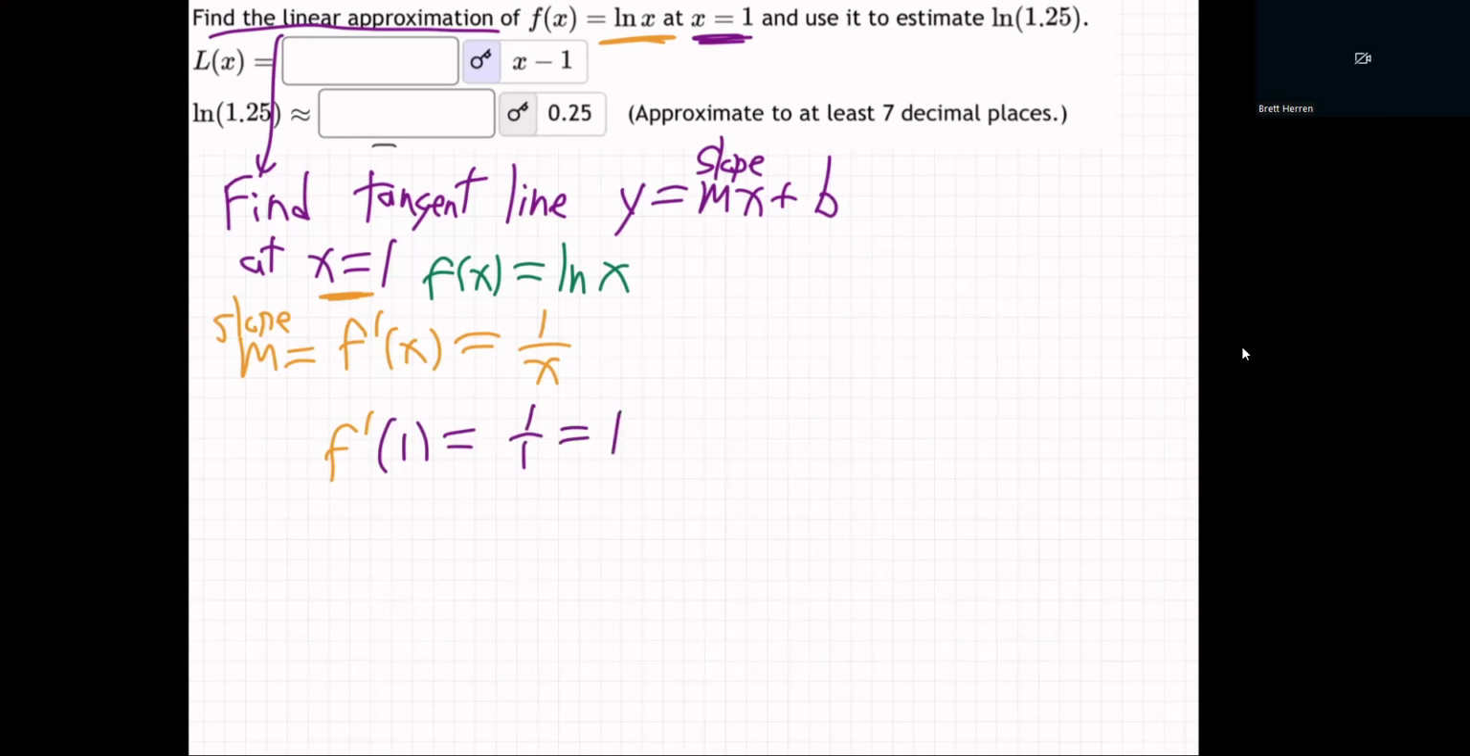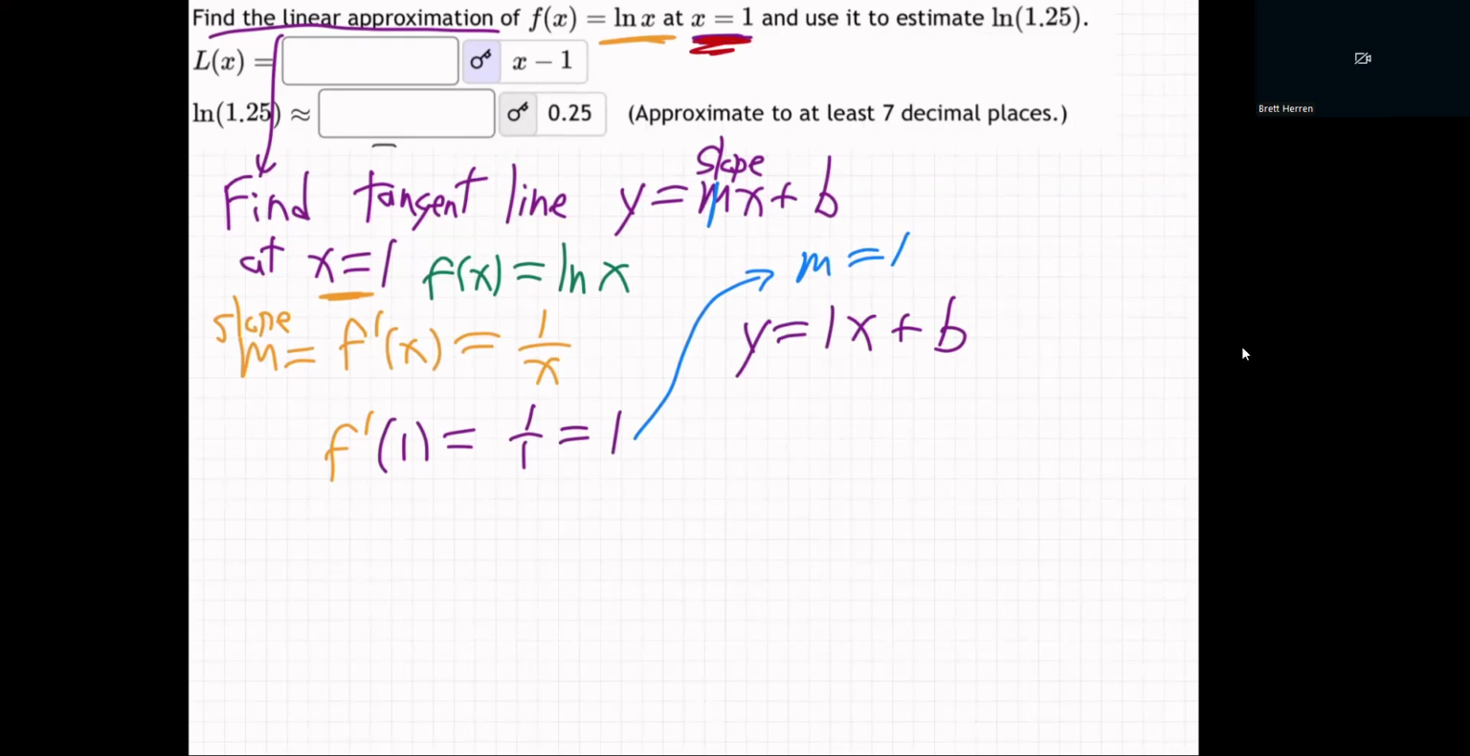So we come up here and we say, okay, our slope is 1. And so put that in right here into the equation. So we have y equals 1x plus b. Now we need to find b. How do we find b? Well, we know we're at x equals 1.